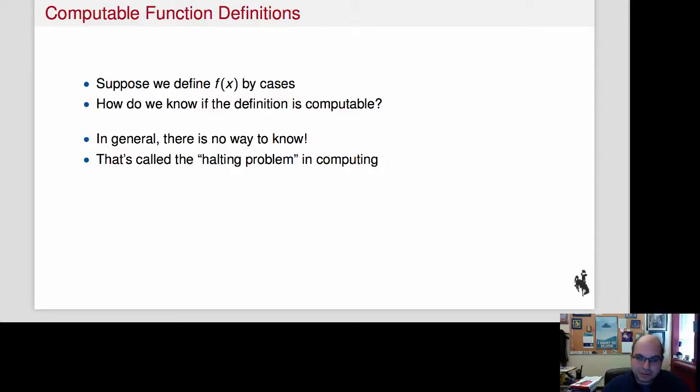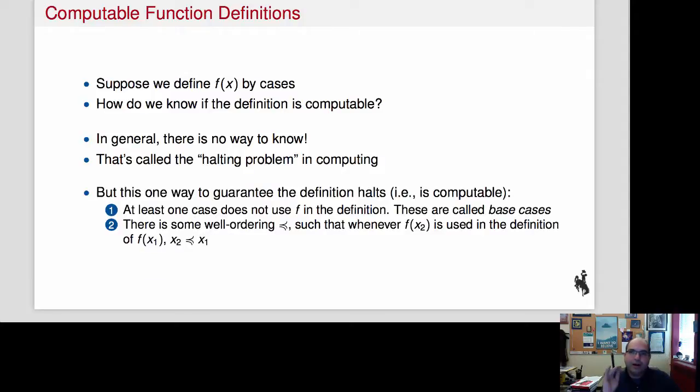The best you can do is try to simulate it, and if it terminates, then you'll be able to tell me, yes, it terminates. But if it doesn't terminate, then you might continue forever, just trying to check. Well, maybe you'll stop at the next step. So that's kind of a general computer science issue.